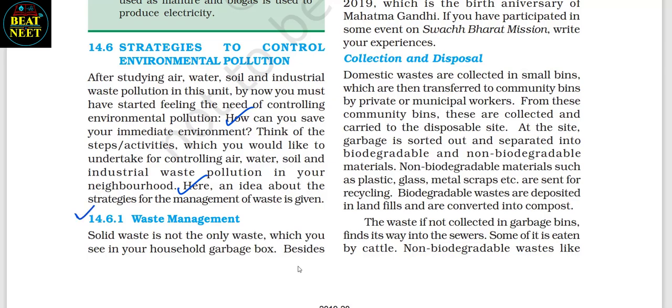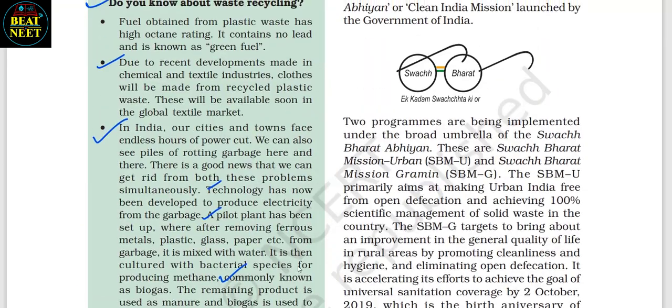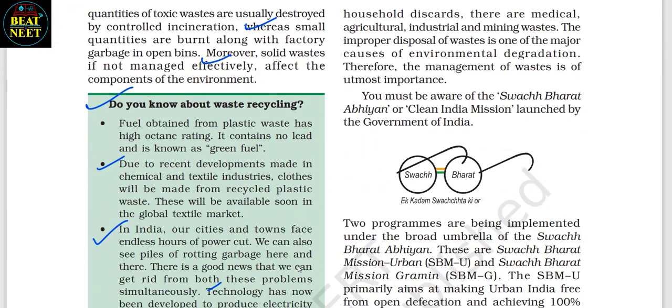14.6.1 Waste Management. Solid waste is not the only waste which you see in your household garbage box. Besides household discards, there are medical, agriculture, industrial, and mining waste. The improper disposal of waste is one of the major causes of environmental degradation. Therefore, the management of waste is of utmost importance.